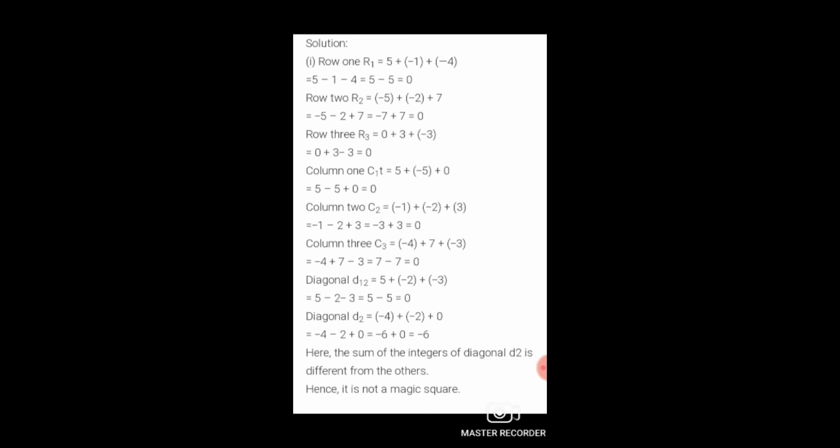So here, for the first diagonal we got the answer as 0, but in the second diagonal we got minus 6. So here all the rows, columns and diagonals are not equal, hence it is not a magic square. Diagonal 2 alone differs, so even though the rest are equal, it is not a magic square. In the same way you can try the second one.